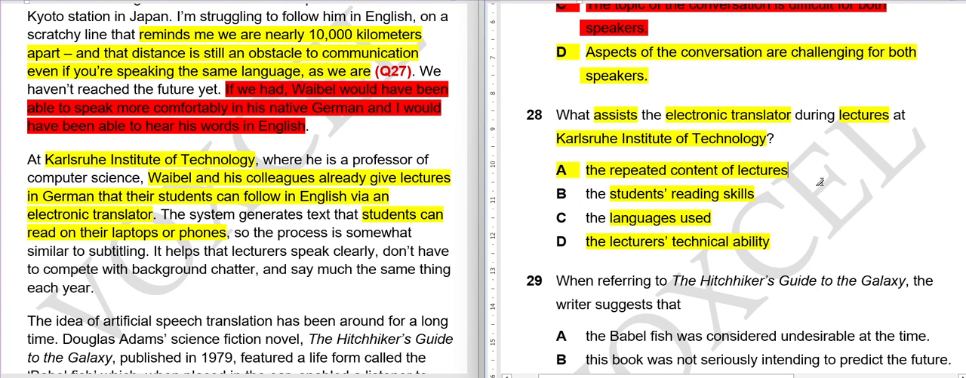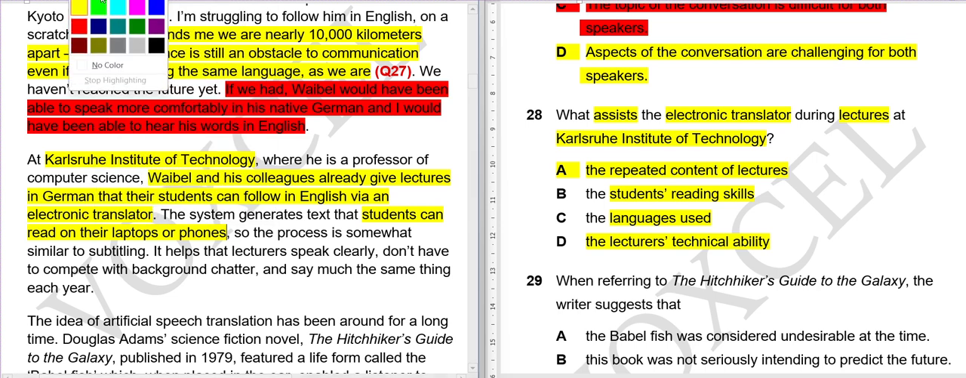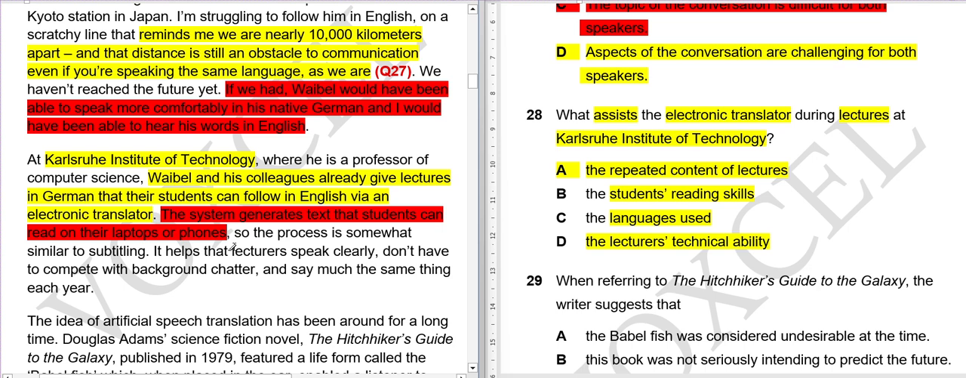I hope you were able to find out why it is the correct answer, and why the other answers are not. First, if you have marked option B, there is no doubt that there is mention of reading, but it is not mentioned in the text that the students' reading skills help the translator. They are just saying that students read the text on their laptops or phones. But is it because of their reading skills that they were able to follow the lecture? No, this is not the case, and there is no mention of helping the translator. So option B cannot be our answer.